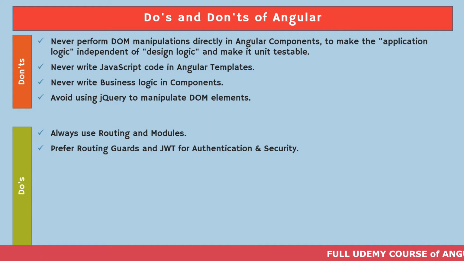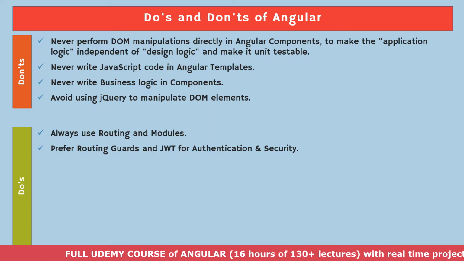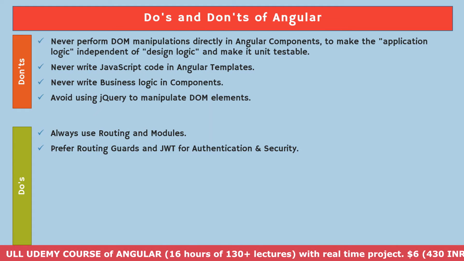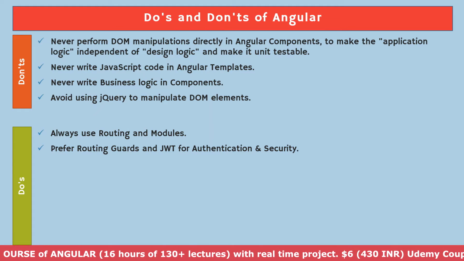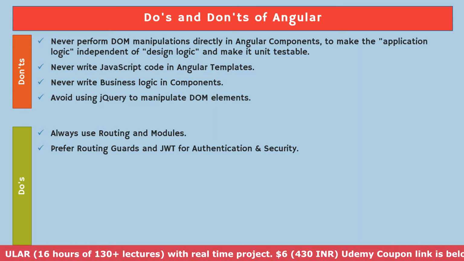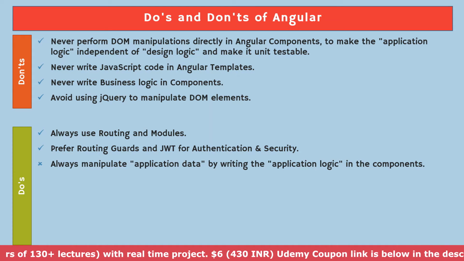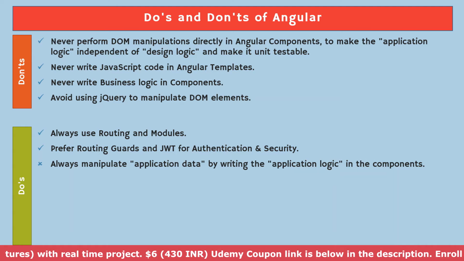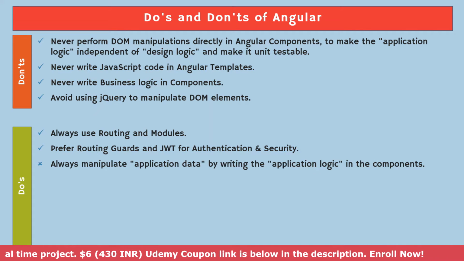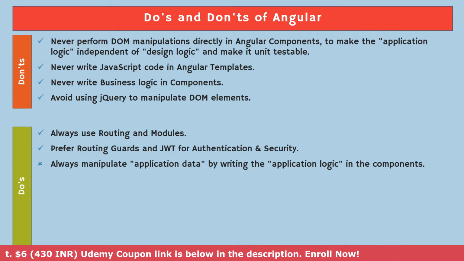Next one, prefer to create guards and apply them to the necessary routes for preventing unauthorized access of the pages. For example, the user should be able to access the dashboard page only after login. Next one, always manipulate application data by writing code in the components. The same will be reflected in the DOM through the data bindings.